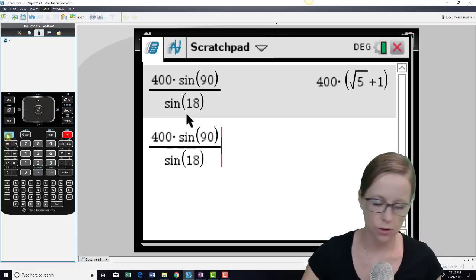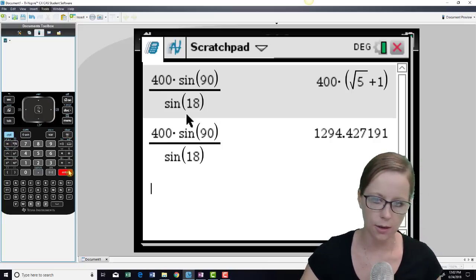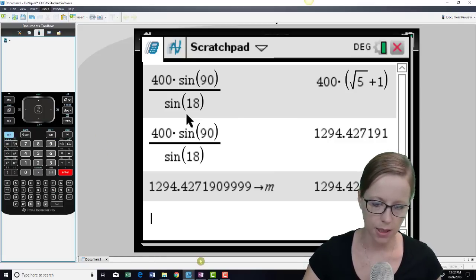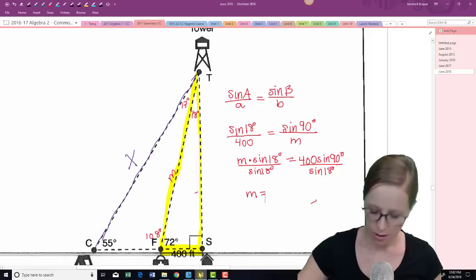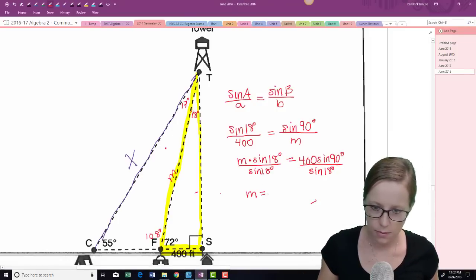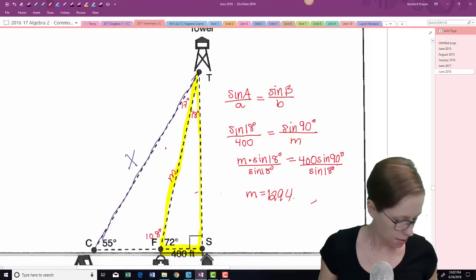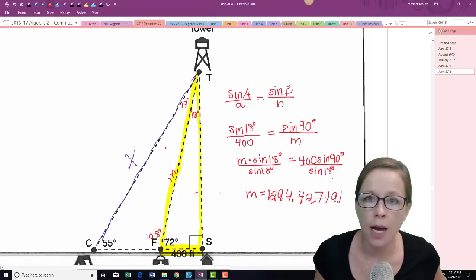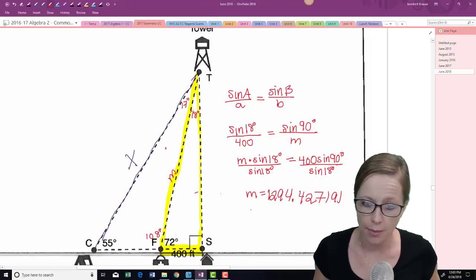I think I have to press Control Enter. There we go. Now, M is going to be that, so I'm going to actually store that, store it for M so that it remembers that, and I'm going to write that down. So M is 1294.427191. Do not round. You cannot round halfway through a question. Do not round. Write that whole stinking decimal down. I'm just going to write store so I can use it in a second.